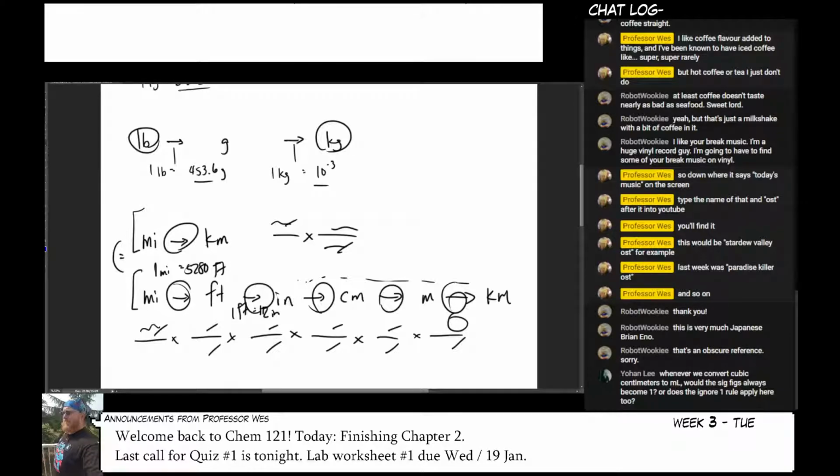When you convert cubic centimeters to milliliters, those are both exact. So they're both 1. So you can ignore the 1 rule there too. It's exact. A milliliter and a cubic centimeter are exactly the same thing.